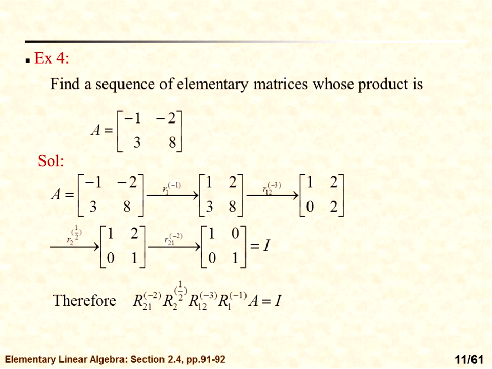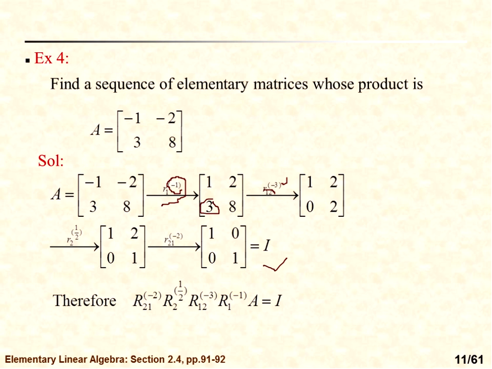So if A is a sequence of elementary operations, the first operation we apply is on R1: we multiply by -1 over here. Then we apply the operation on row 2, because we want 0 in this place, so we take row 2 and subtract -3 times row 1. So this is the idea to write here. Finally we convert it into the identity matrix 1 0 0 1.